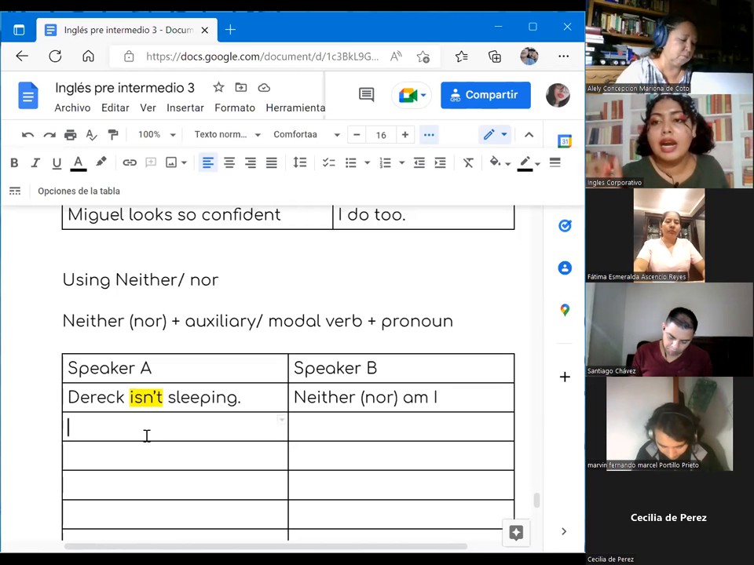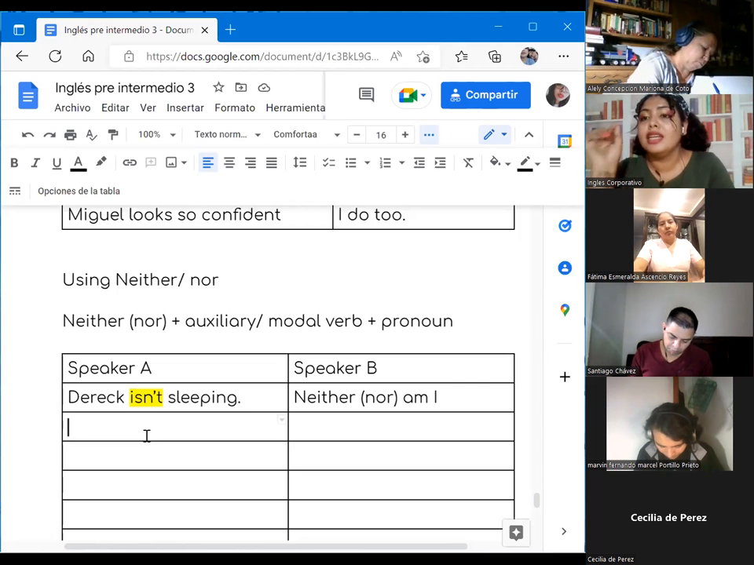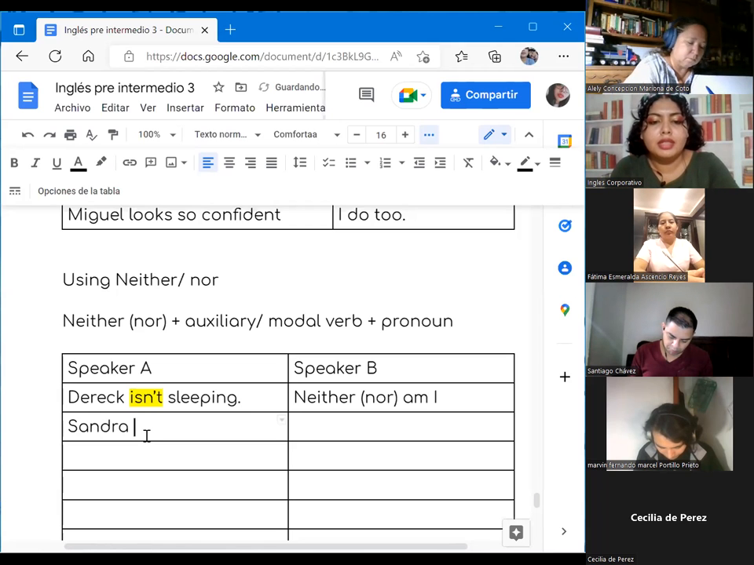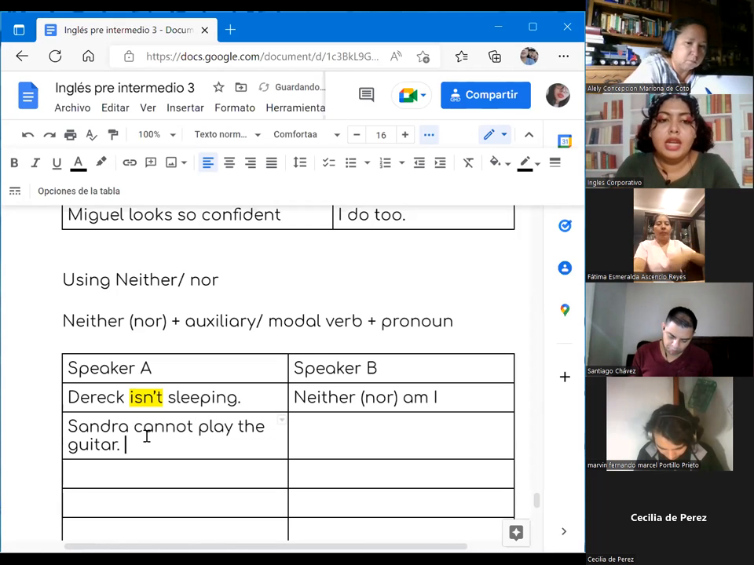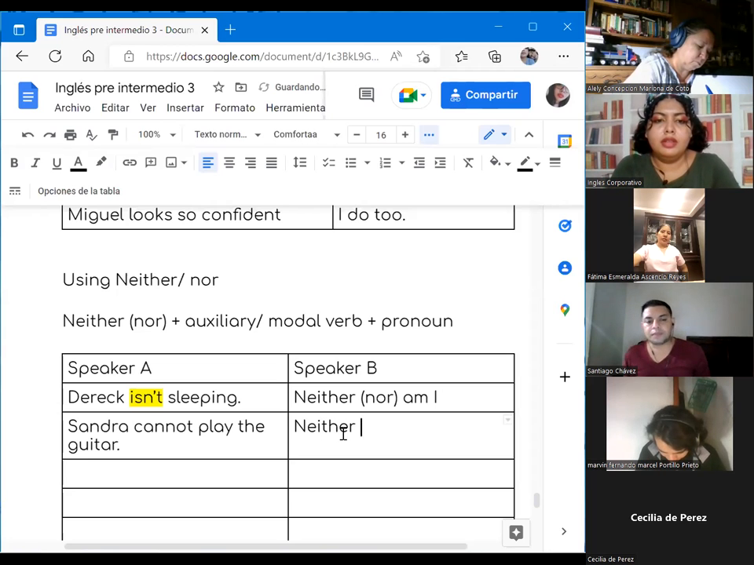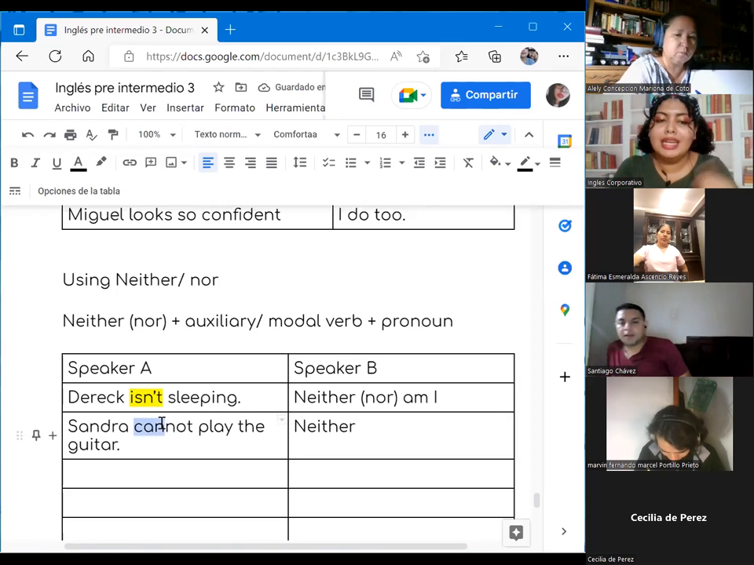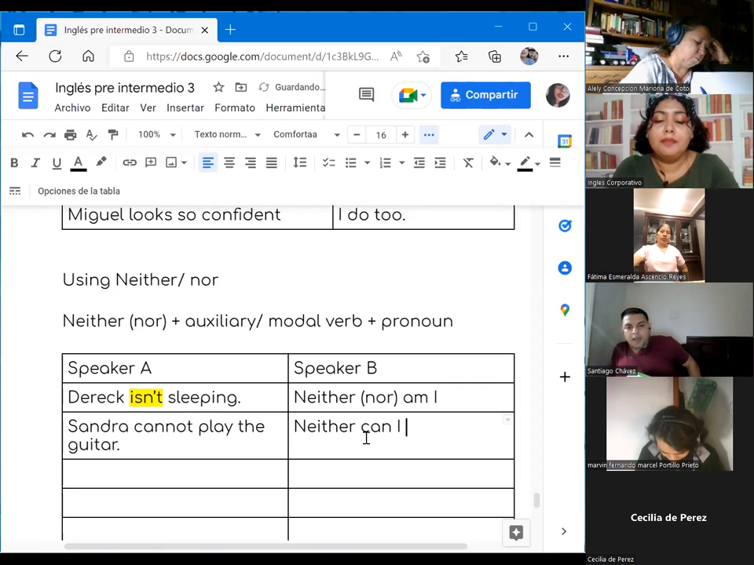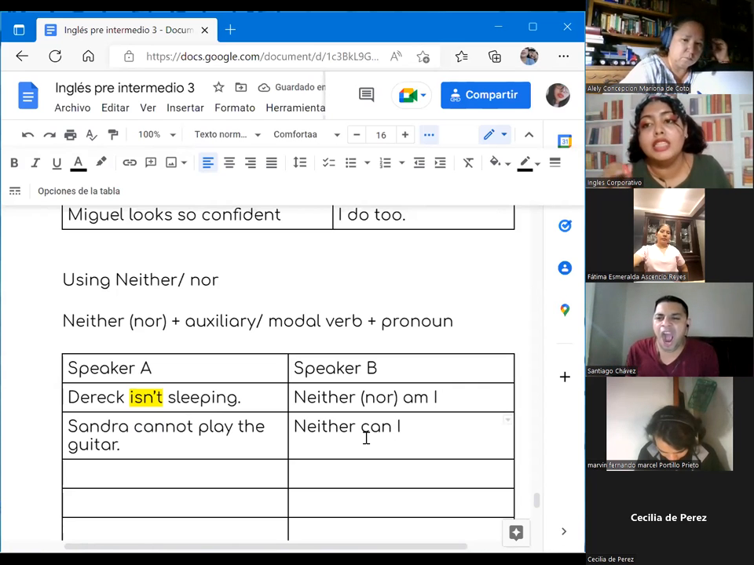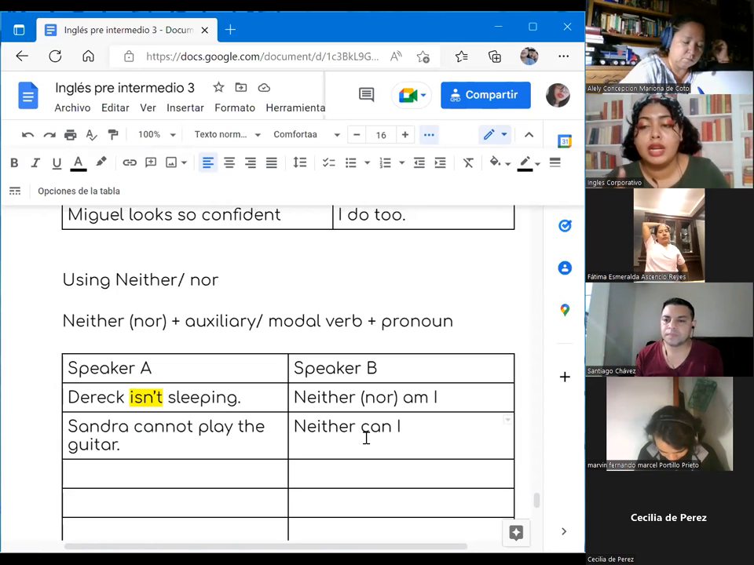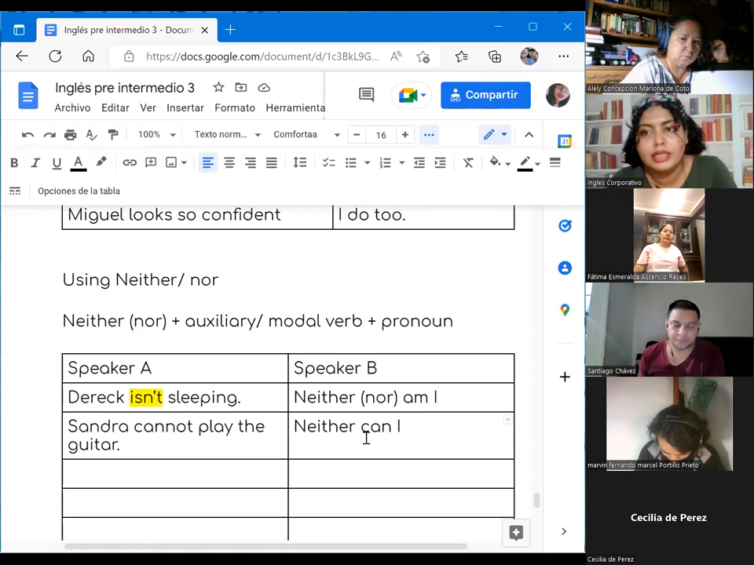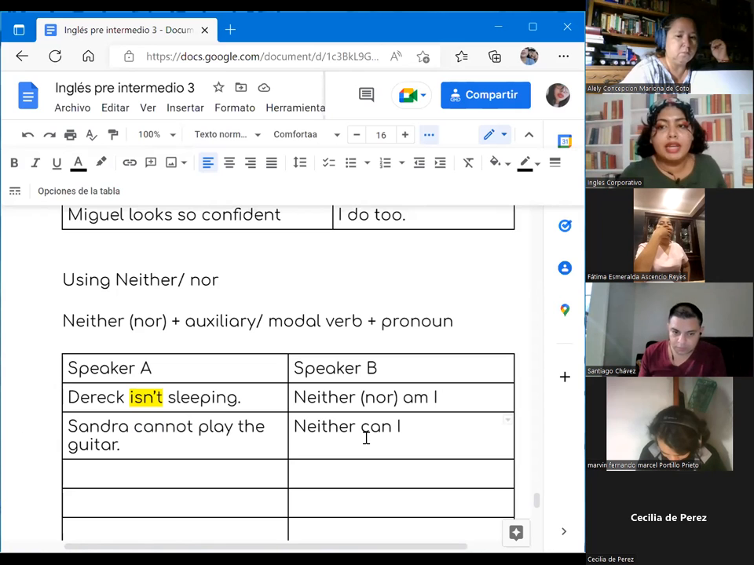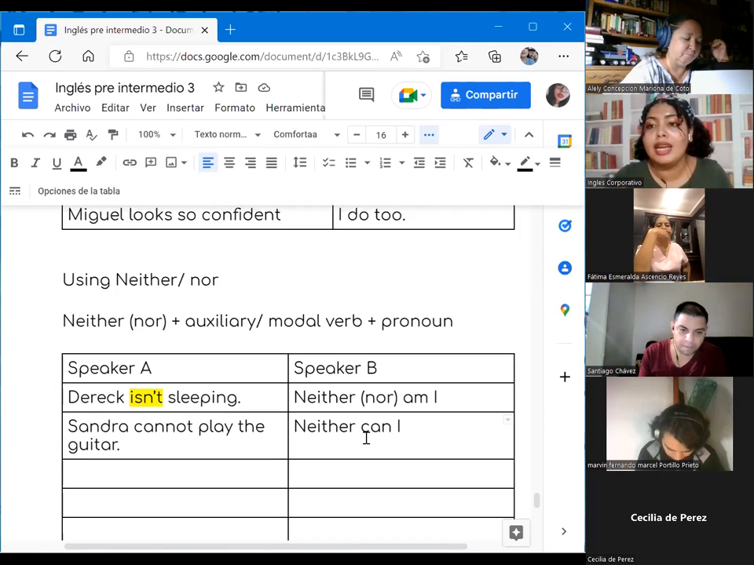Then we have the second one. Sandra cannot play the guitar. Cannot. That is negative. Sandra cannot play the guitar. Sandra no puede tocar la guitarra. Y volvemos. Neither. And we are going to use, in this case, can, because it's the auxiliary. Neither can I. Ahora, para la respuesta, no necesitan ponerle el not, porque ya el neither me está diciendo que es una respuesta que tiene una connotación negativa. No voy a poner neither can not I, porque no hay sentido. En ese caso, el neither ya me da la pauta para saber que es una respuesta negativa. Así que no es necesario ponerle el not.